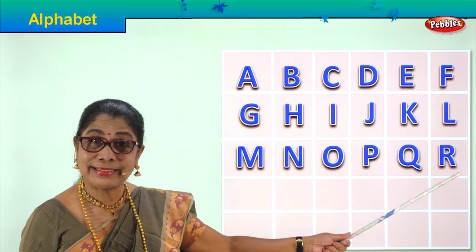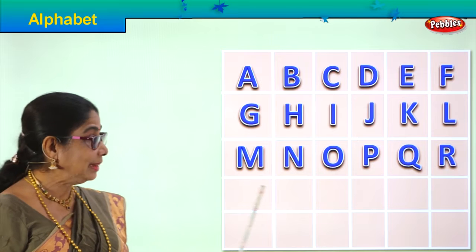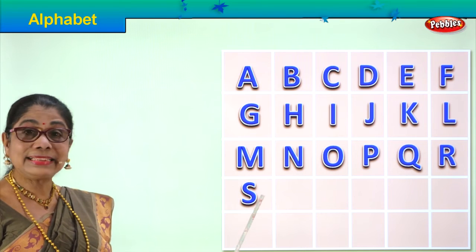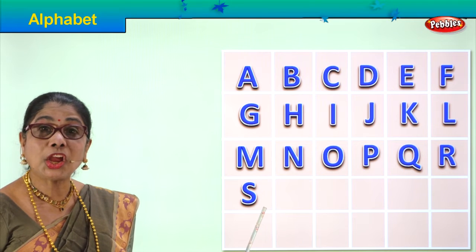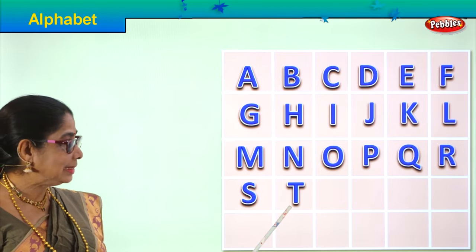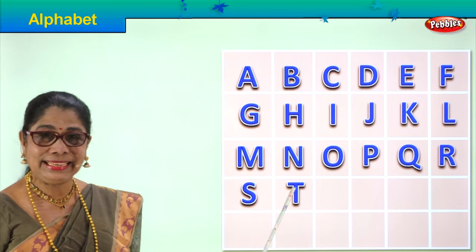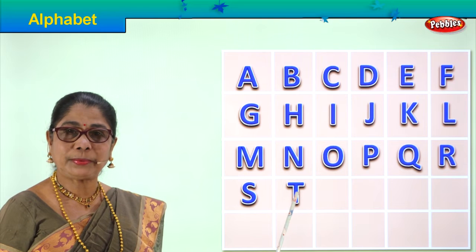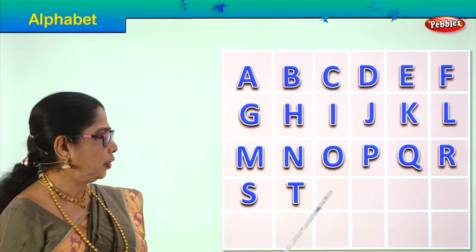Are you enjoying the class? Learning the letters together with their sound. Good. And the next letter after R is S. Snake. The sound of S is S. Good. After S, the letter T. Letter T. And the sound of letter T is T. Tap. T. Good.